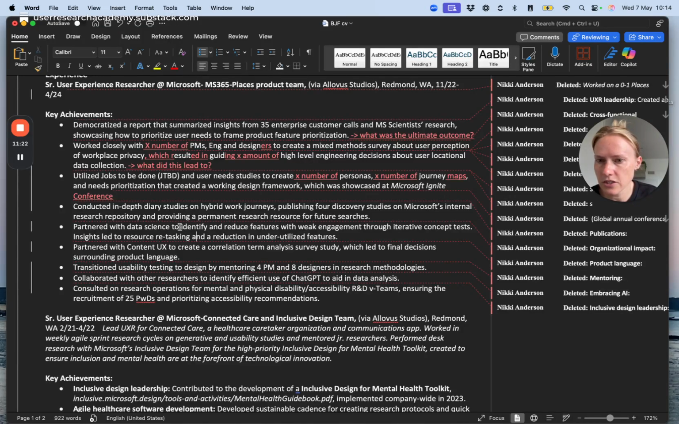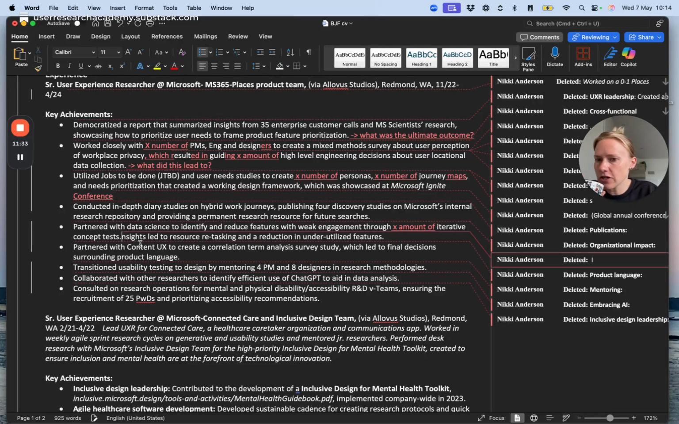"Partnered with data science to identify and reduce X amount of..." So whenever you can put in a number, put in a number. And no double sentence. "Led to insights."